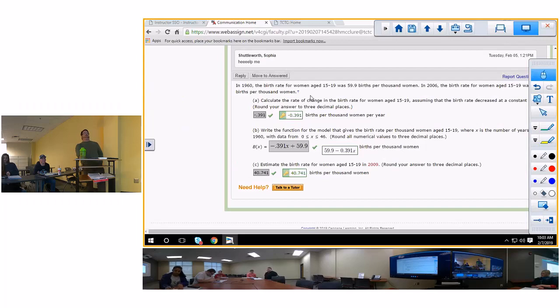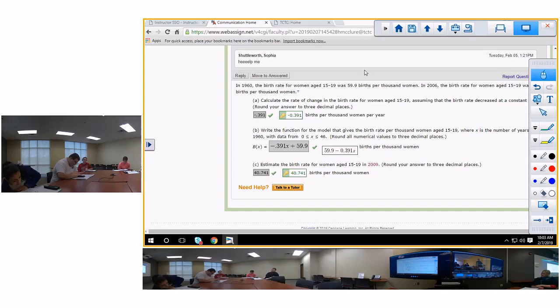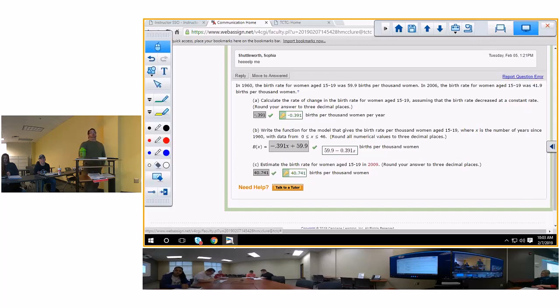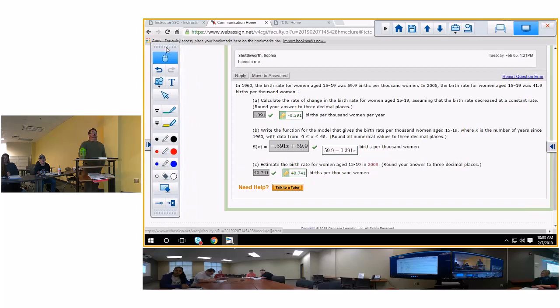In 1960, this looks familiar. In 1960, the birth rate for women aged 15 to 19 was 60 births per 1,000 women. In 2006, the birth rate for women was 41.9. Calculate the rate of change.